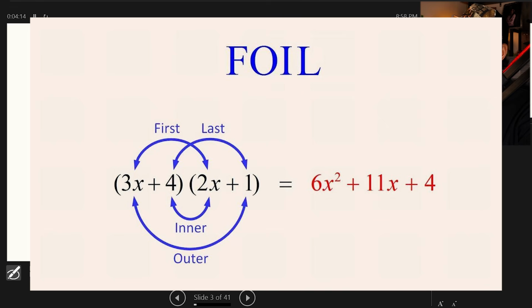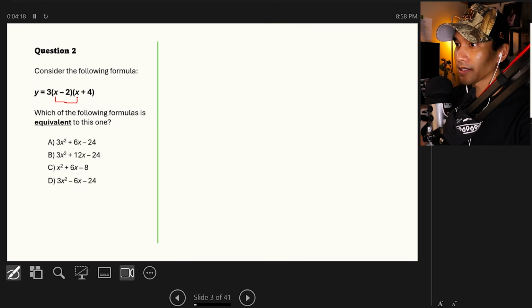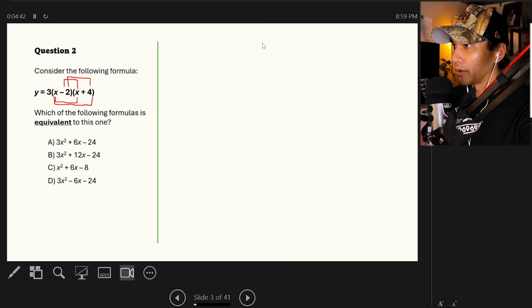But how you would do it is x times x, I guess this is first, and then x times 4. And then you go in, negative 2 times x, and then negative 2 times 4. You're going to be doing 4 separate multiplications. So let's see what I have here. Again, I would write down the problem and multiply the expressions in parentheses.